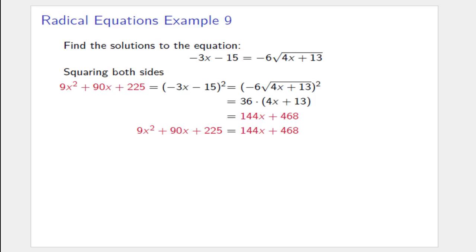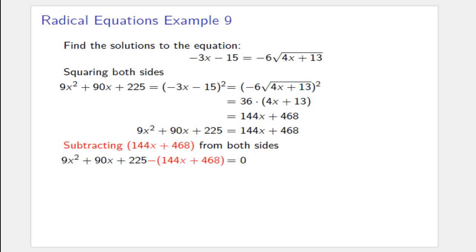Now we had to do a lot of work to get here, but we now have a quadratic equation, which means we can solve it as long as we get 0 on one side. To do this, let's subtract 144x plus 468 from both sides, giving us 9x squared plus 90x plus 225 minus (144x plus 468) equals 0. In simplifying the left, we have 90x minus 144x is negative 54x, and 225 minus 468 is negative 243. So we have the quadratic equation 9x squared minus 54x minus 243 equals 0.